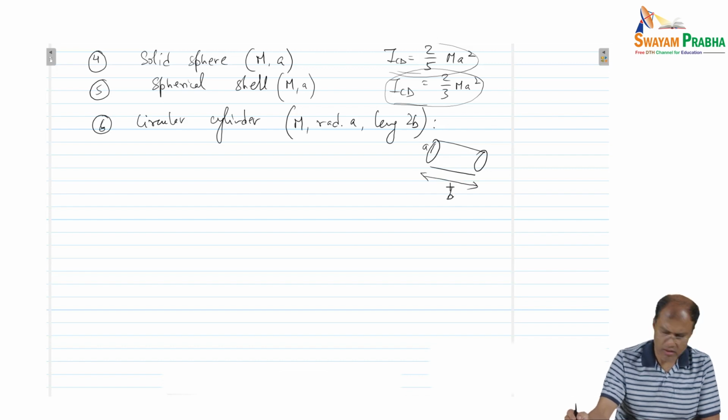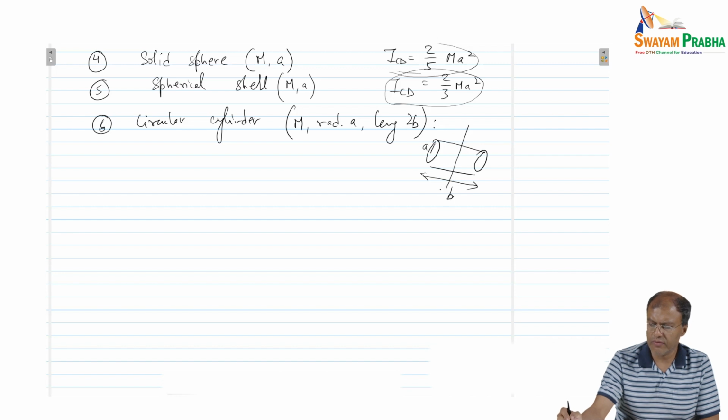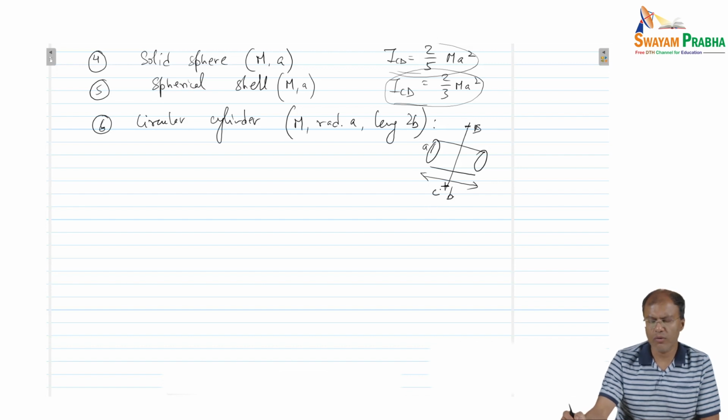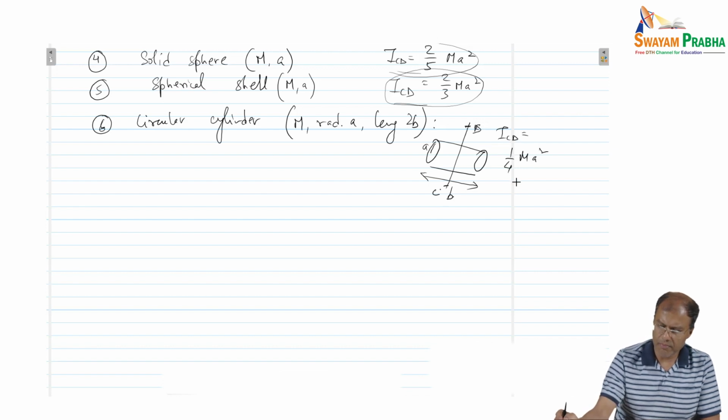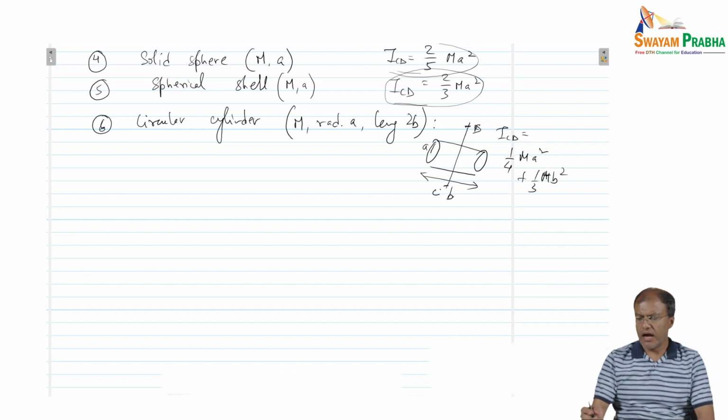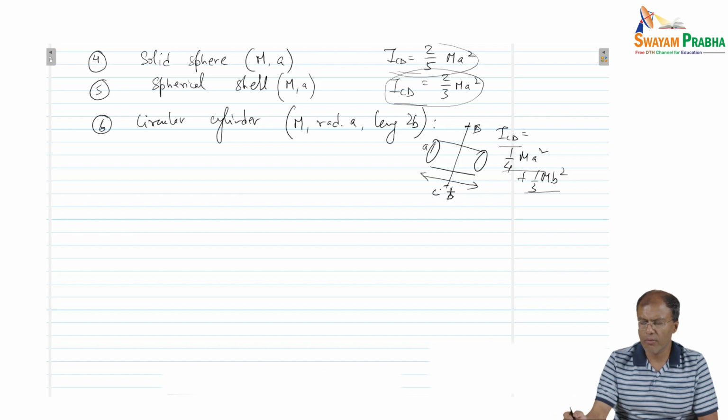And we are talking about an axis which is perpendicular to the lateral surface of the cylinder. So this time my axis is the axis which is perpendicular to the lateral surface of the cylinder, and in this case my moment of inertia comes out to be 1/4 ma square plus 1/3 mb square. This last result of the cylinder has come out from the perpendicular axis theorem, which we will reveal shortly.